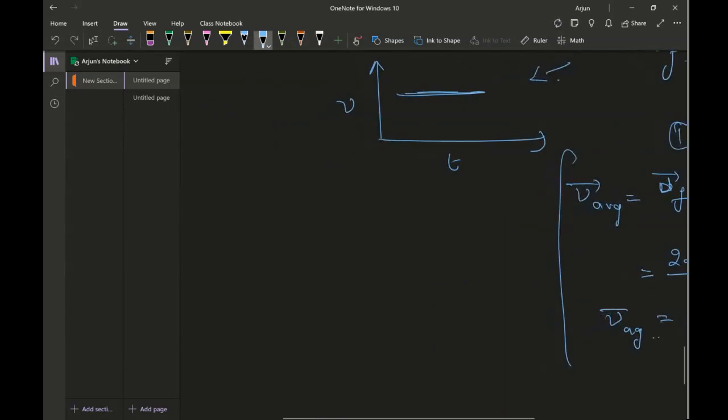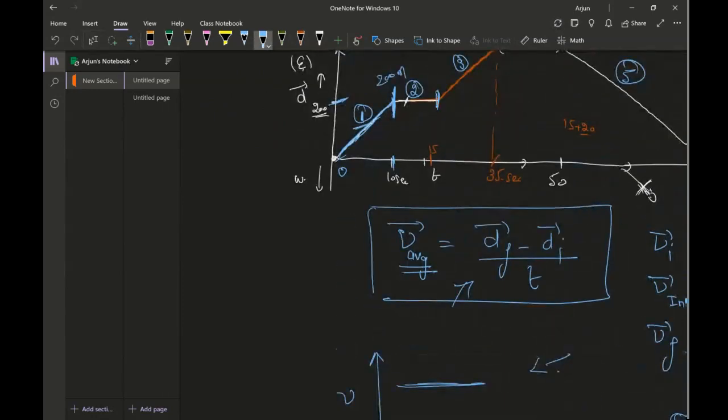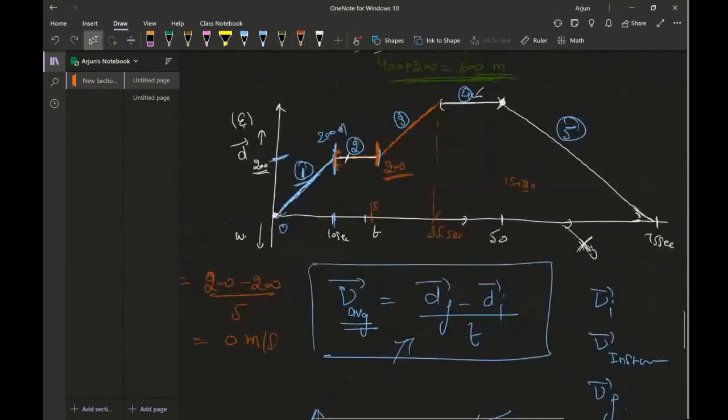Same way I'll find it for section 2. For section 2 I can clearly see he is not moving. If he is not moving, his displacement is not changing, which I can see down here, it is 200 also, and he's at 200. So V average in case 2 will be 200 minus 200 divided by time, which is 5 seconds. This is 0 meters per second. Another way of looking at this is, if the displacement-time graph is a horizontal line, then there is no velocity, and you can guess it for section 4 now also. Down here there will be no velocity because the displacement is not changing in this section.